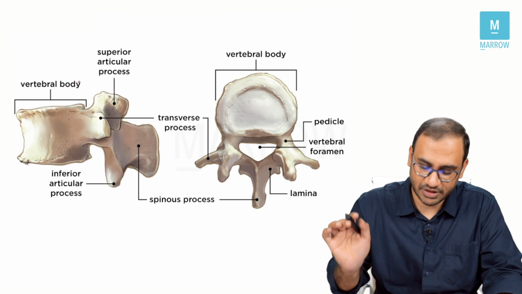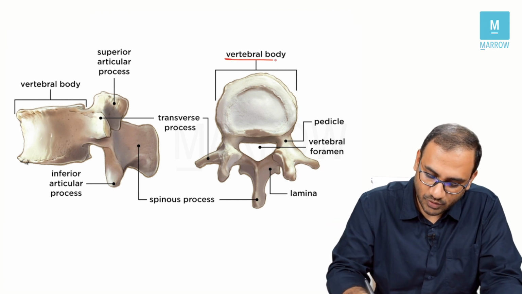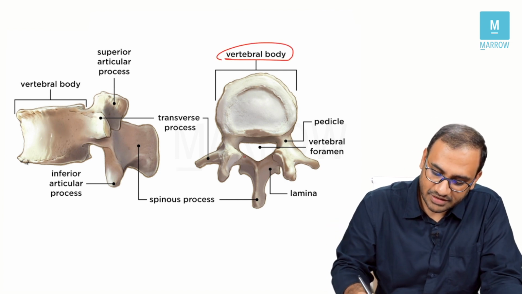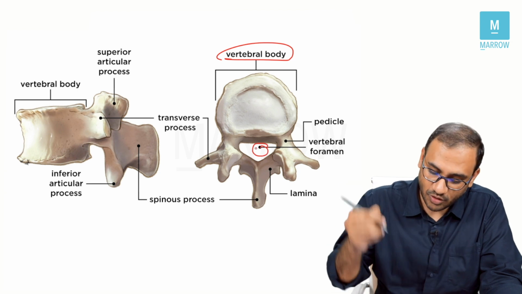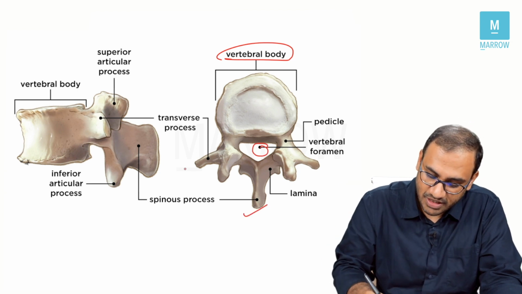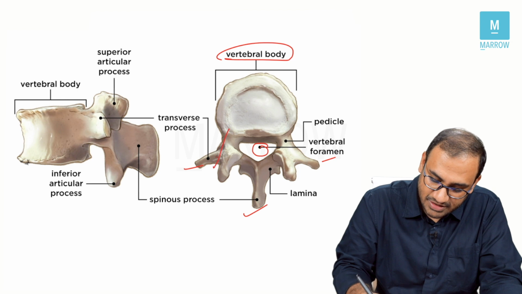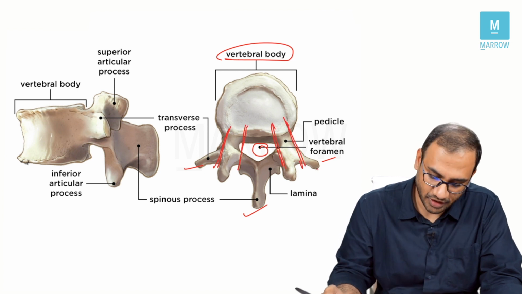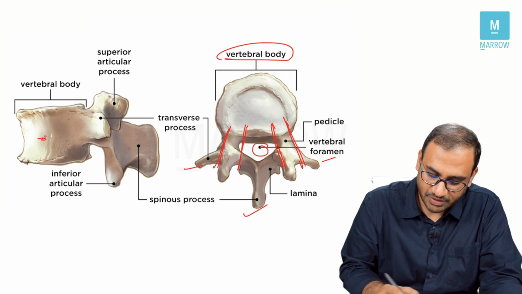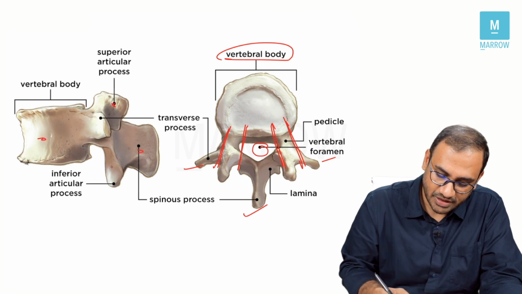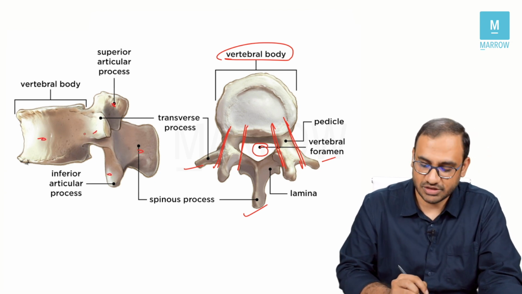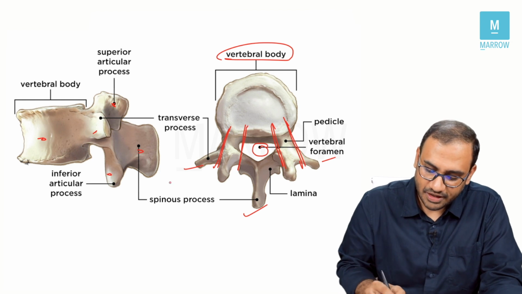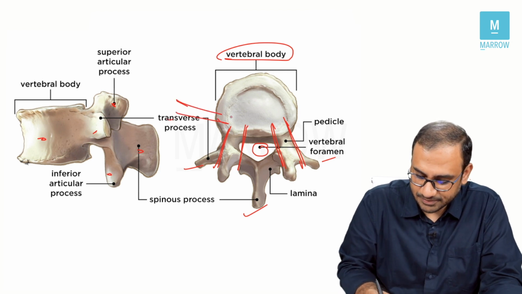So this is a typical vertebra that we're going to talk about, and this is the vertebral body, and this is your spinal canal through which the spinal cord passes. This is the spinous process, the transverse processes, and this is the pedicle that we are talking about. And this again is the lateral view: the vertebral body, the spinous process, the superior and inferior articular facets, and the transverse process.